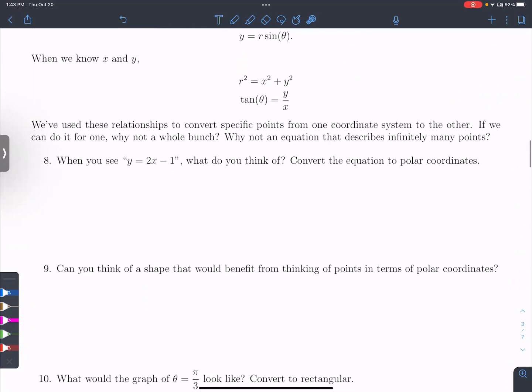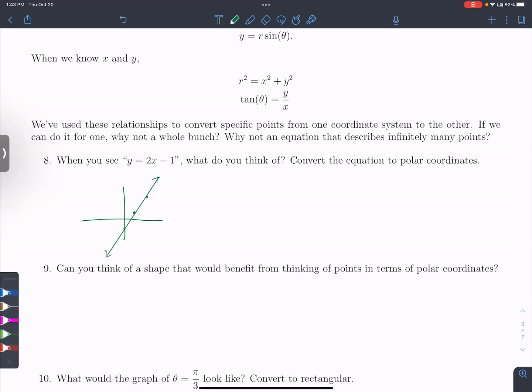Okay, so why are polar coordinates helpful? Well, here's a place where they're not. Thinking about y equals 2x minus 1, you would go here, and then your slope is 2, so 2 over 1. Okay, so here's your line. And that's not that hard to do.